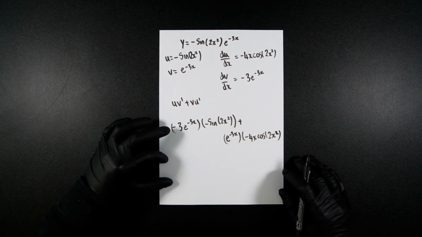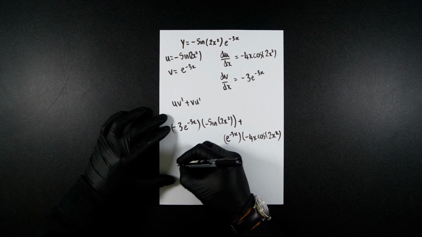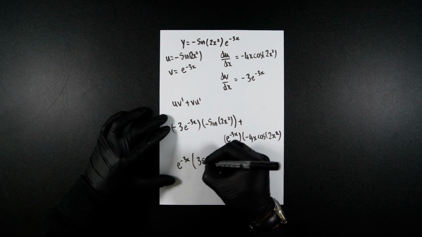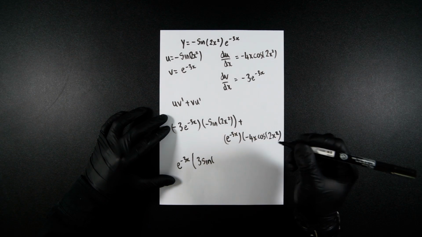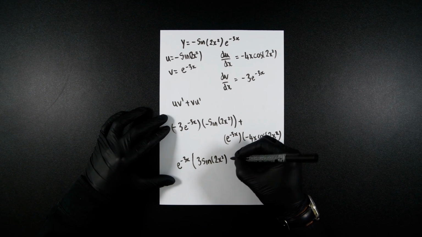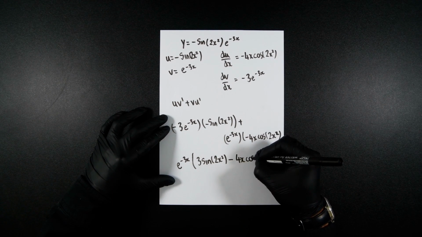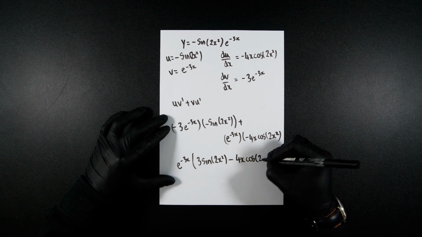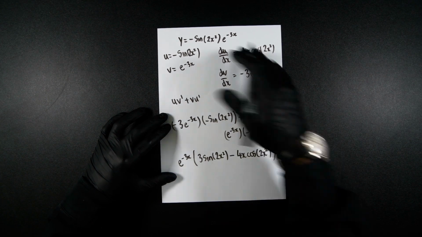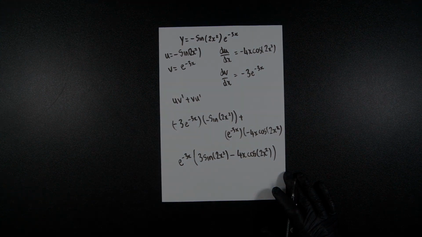We can now clean this up and we can factorize it. So let's pull out e to the minus 3x, and you're going to then get 3 sine 2x squared minus 4x cos 2x squared. So that's now been completely differentiated to this by using the product rule.